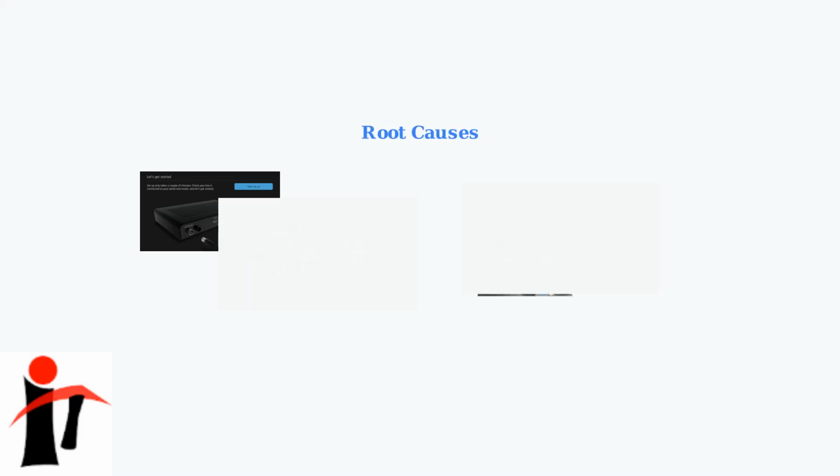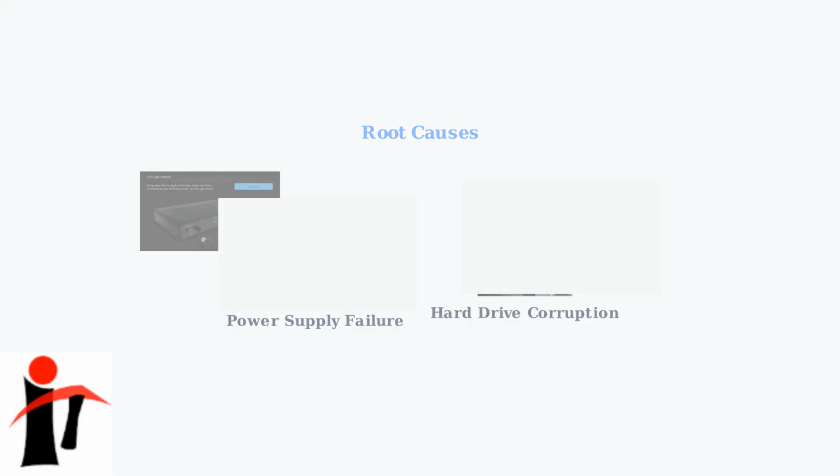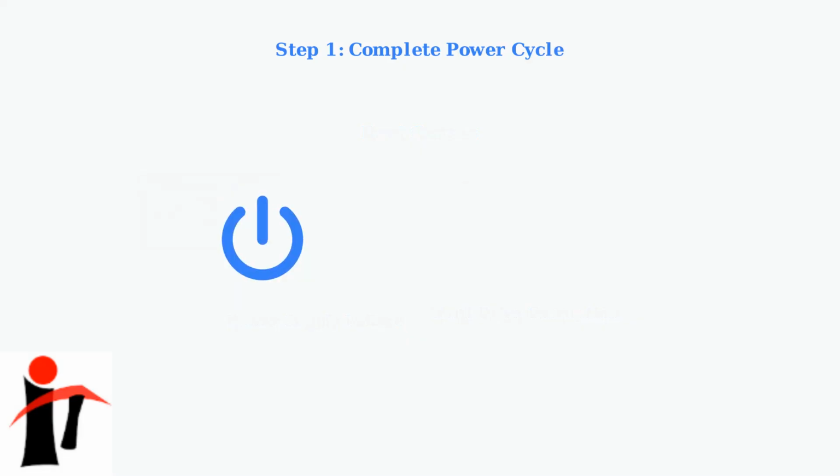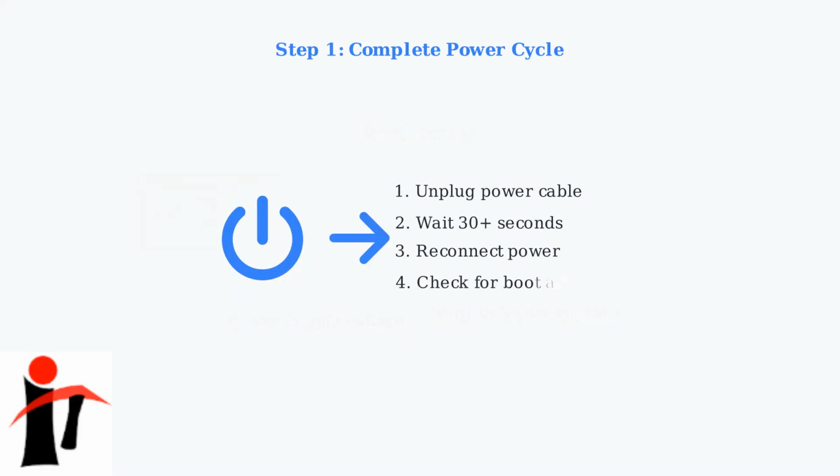Common causes are power supply failures and hard drive corruption. Power supplies can degrade over time, while hard drives may develop corrupted system files that prevent proper startup. The first troubleshooting step is always a complete power cycle. Unplug the power cable from your YouView box and wait at least 30 seconds. This allows all internal capacitors to fully discharge and can resolve many temporary glitches.